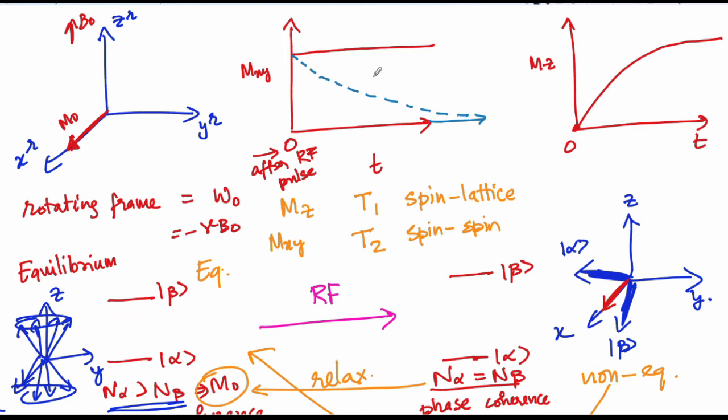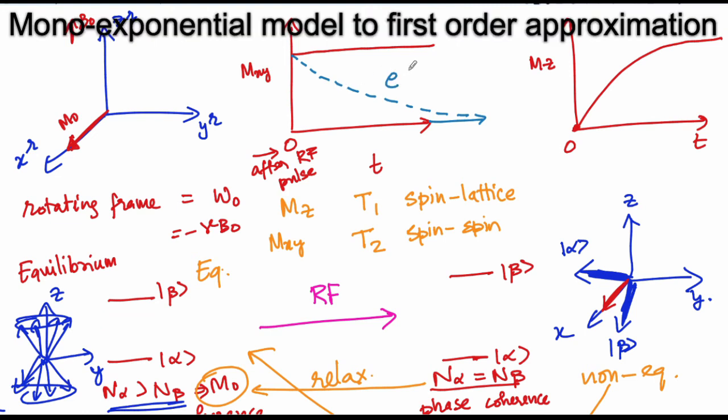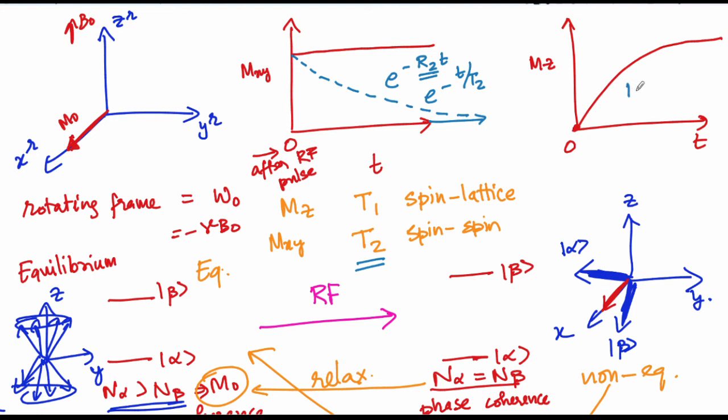And this decay rate, we will see in a moment, is a mono-exponential decay, where R2 is the rate constant of T2, meaning that this can also be written as t over T2. The recovery of this will go as 1 minus, where the 1 will be Mz over M naught, because that's our normalization, minus t by T1 type of an equation.